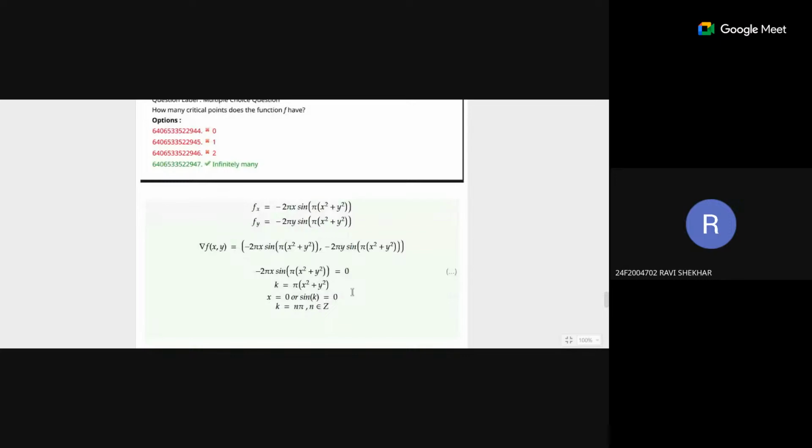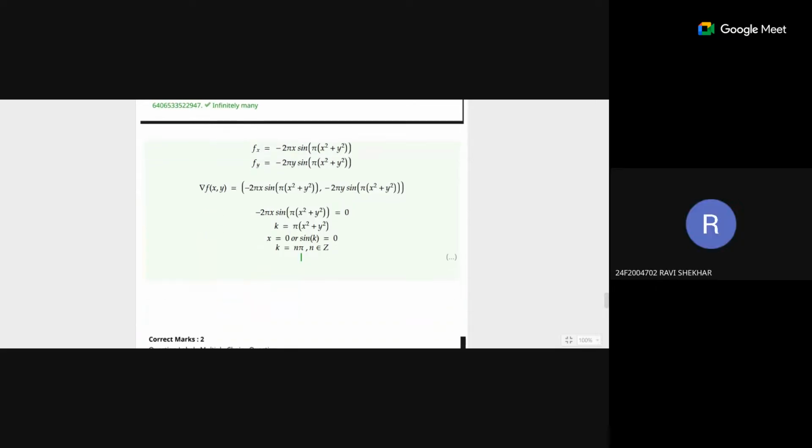Means we are getting infinitely many points, right? Here n belongs to any integer, which means we have infinitely many integers. So there will be many critical points for this function. And this is the same. Can I move to the next question?